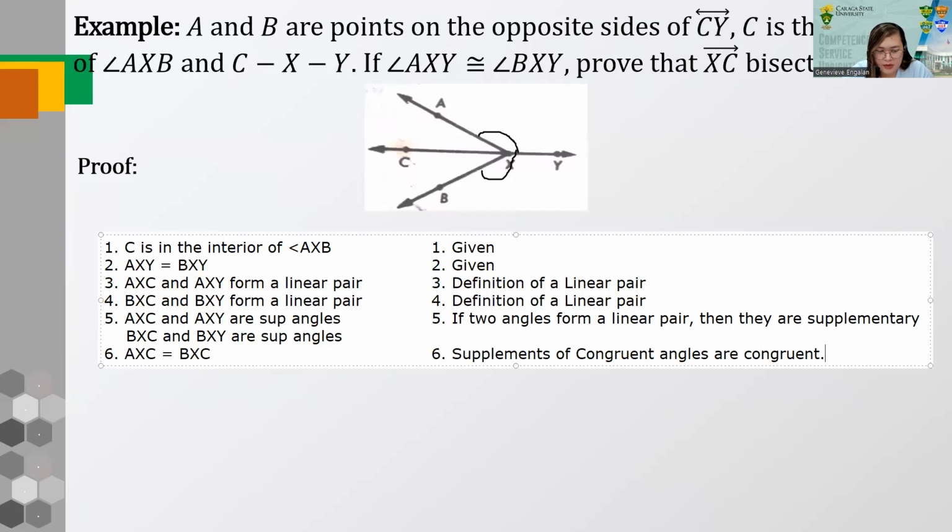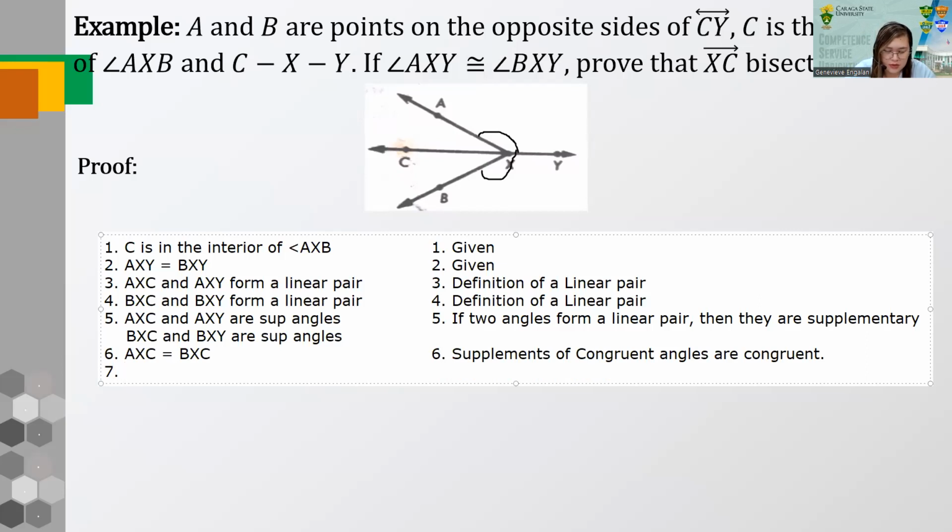So, kay supplement man daw na si AXC ni AXY, tapos si BXC is supplement ni BXY. Unya kay equal man si AXY ug si BXY. So therefore, AXC is equal to BXC. So that's because supplements of congruent angles are congruent. Unya, kung congruent sila duha, unsa na dayon ato maingon? Si Ray XC.